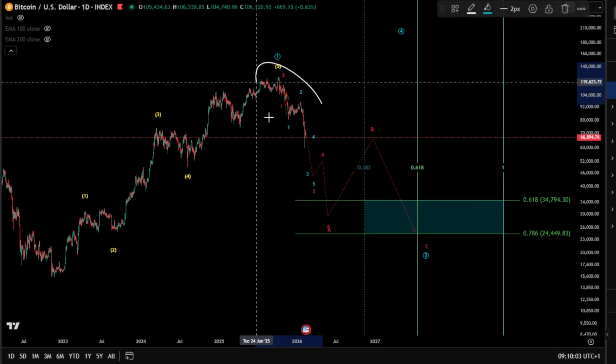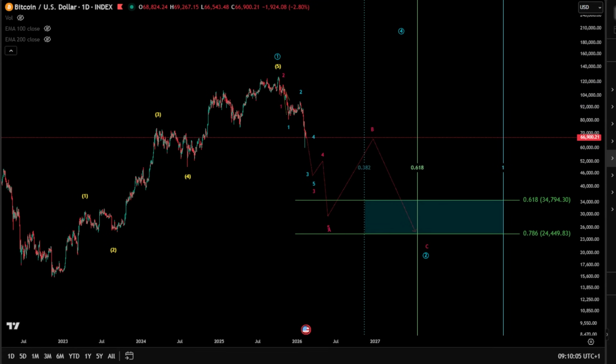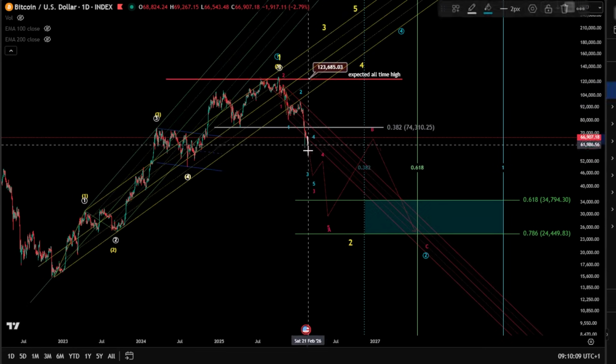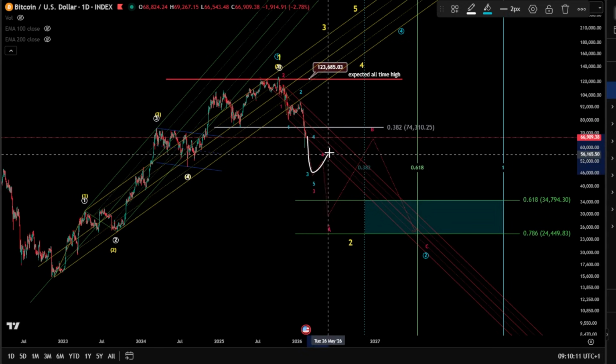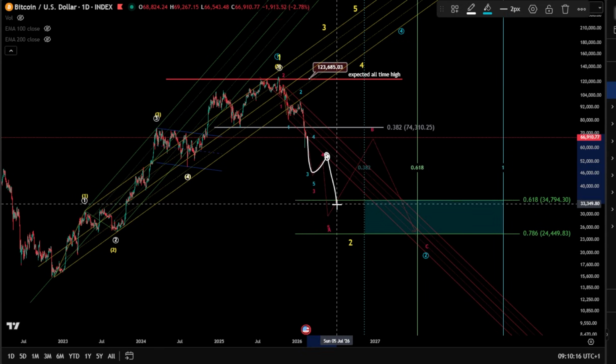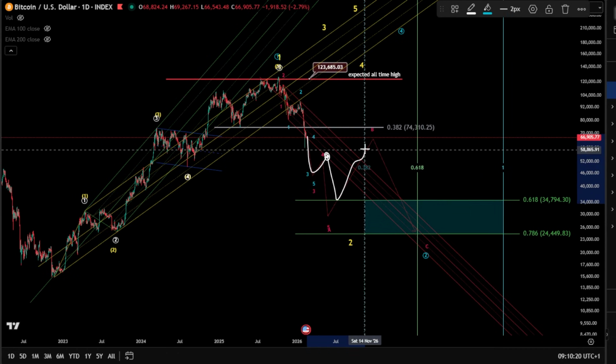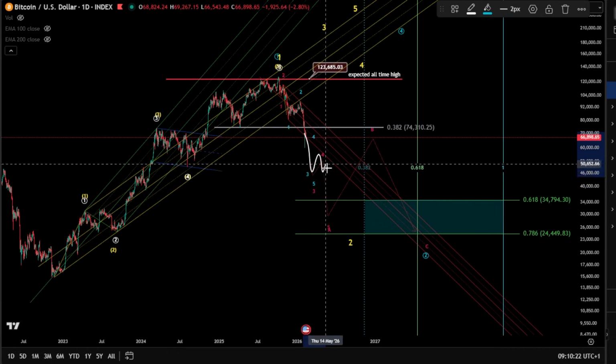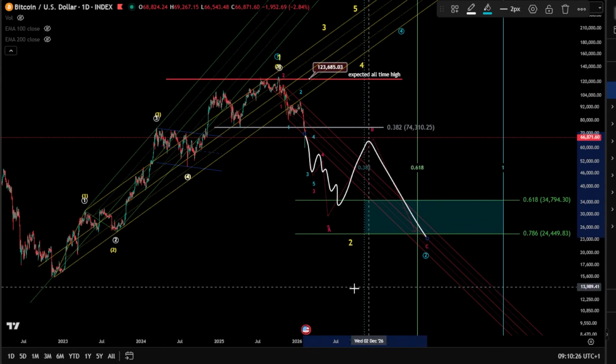Why might it happen? Because again the possibility here for the channels is to break this wave 3 and then have wave 4 coming back here to the base channel, then unfolding another wave 5 there, and then to finish the impulse here and then having wave B and then wave C.